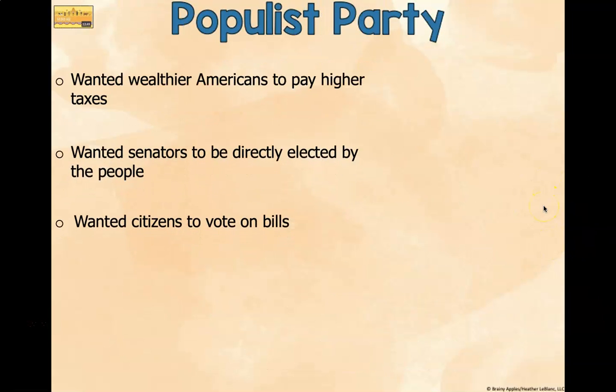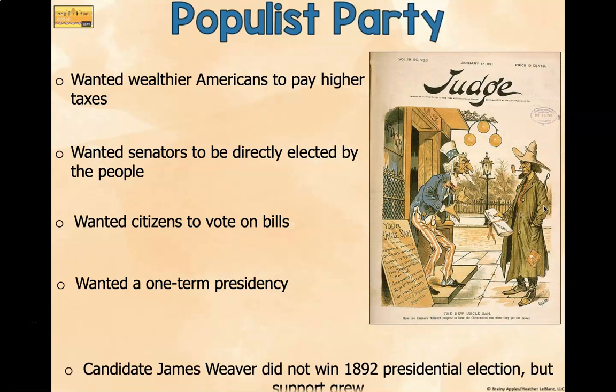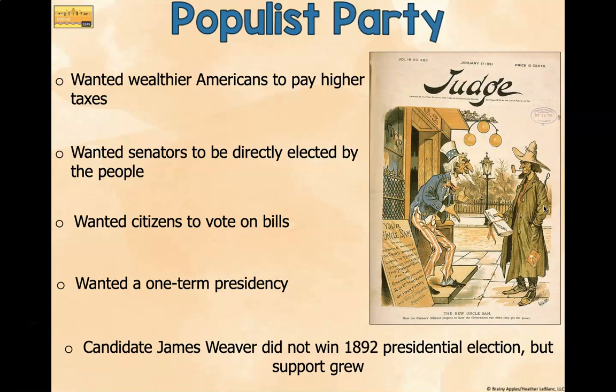This goes back to, now we talked about the Populist Party. They wanted wealthier Americans to pay higher taxes. They wanted senators to be directly elected by the people. They wanted citizens to vote on the bills. They wanted a one-term presidency. And they had nominated their candidate, James Weaver, but he did not win the 1892 presidential election. He did get support.